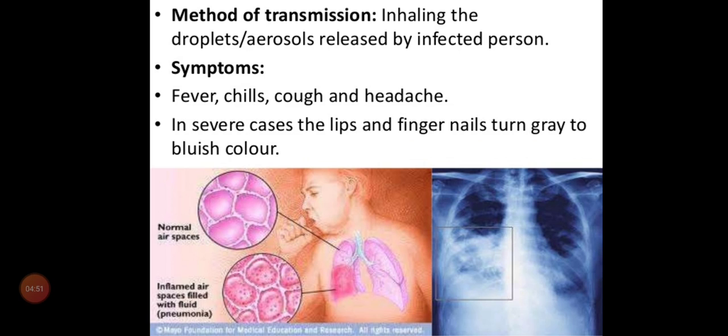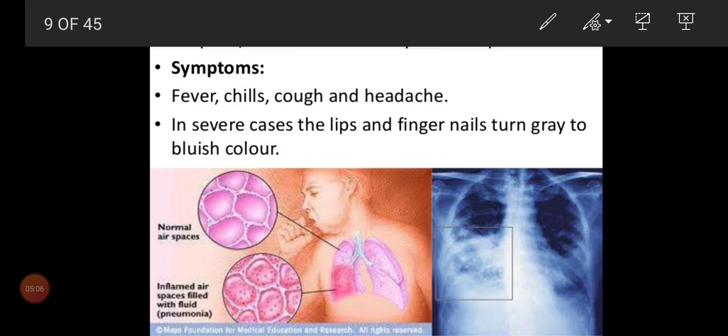Fever, the body will feel chill for some time, continuous cough, and headache. In severe cases, the lips and fingernails turn grey to bluish in color also. Now look at this, the normal condition, where between the alveoli we can see some air spaces. But in the inflamed case, the air spaces are filled with fluid. Now all of those are filled with the fluid.